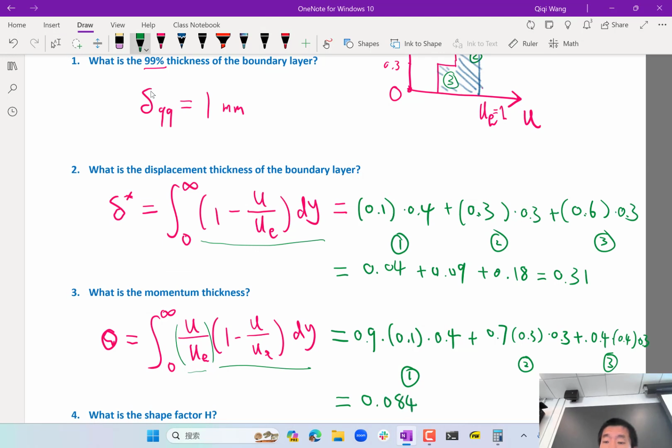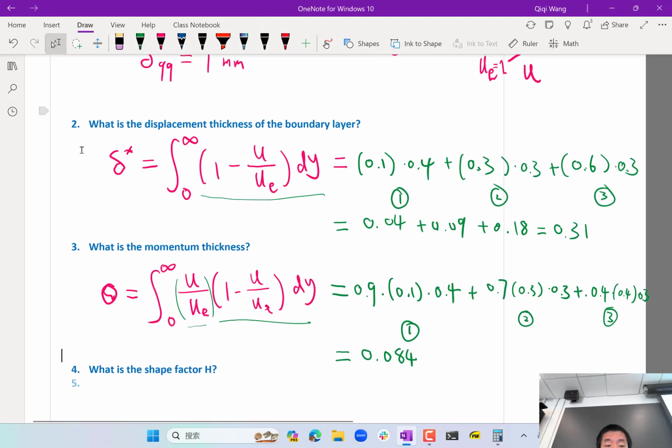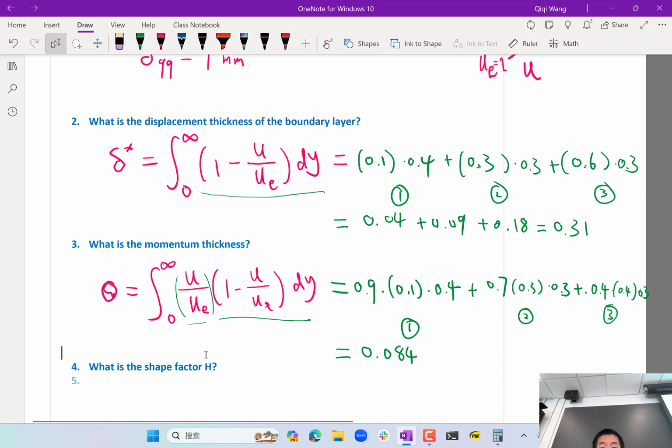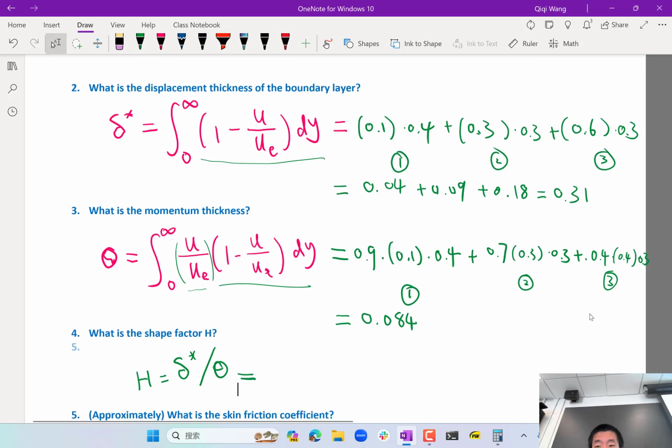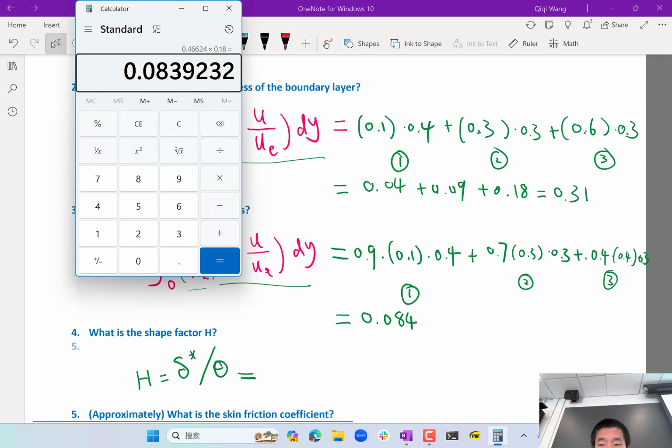0.084. All right. And then finally, what is the shape factor? The shape factor is the ratio of displacement thickness over momentum thickness. So that's basically 0.31 divided by 0.84. What we get is, sorry. Oh, yes. It's not 0.0, it's 0.7.